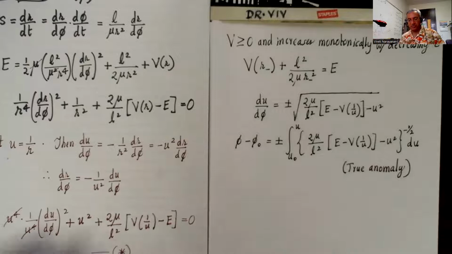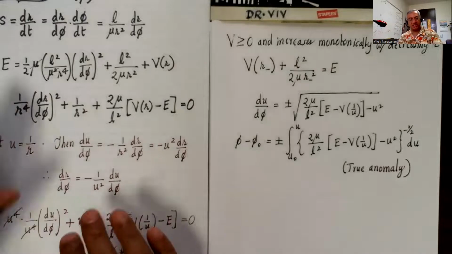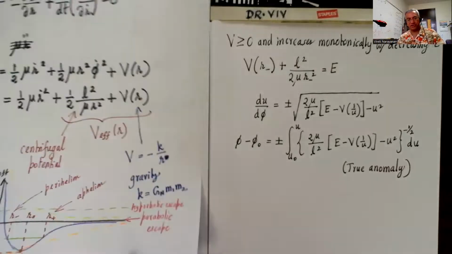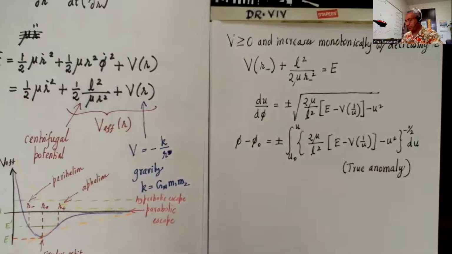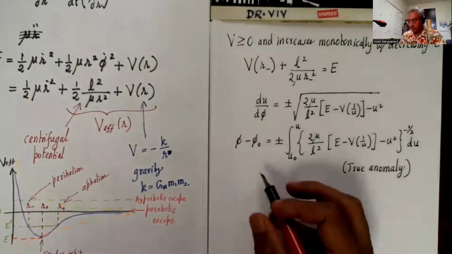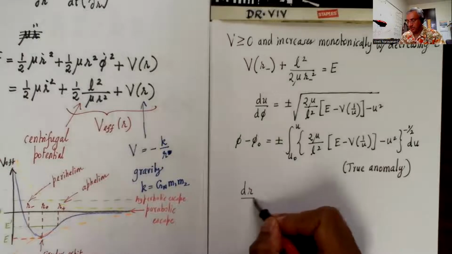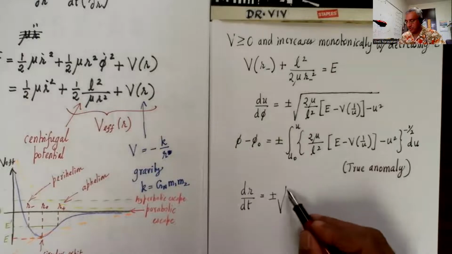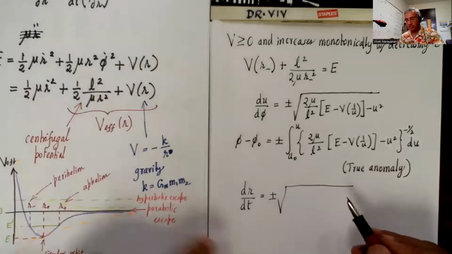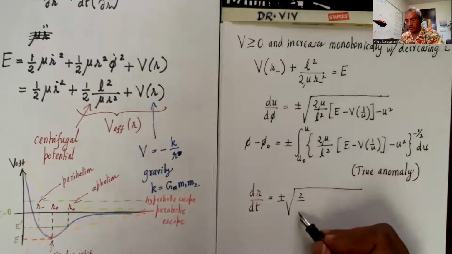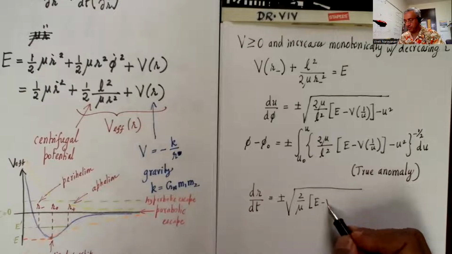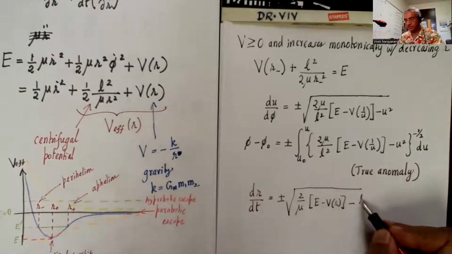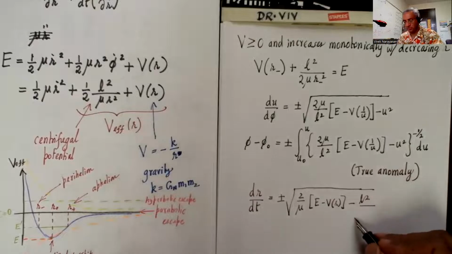Now, the other thing you can do is you can stick with the dr by dt formulation of energy, which is here, and solve for dr by dt. So I'll do that also because I want to introduce another term. So dr by dt is going to be equal to plus or minus the square root. I'll transfer everything over to the other side. So that's going to be 2 over mu times E minus V of r, minus L squared over mu squared r squared.